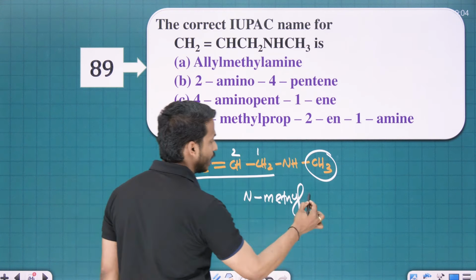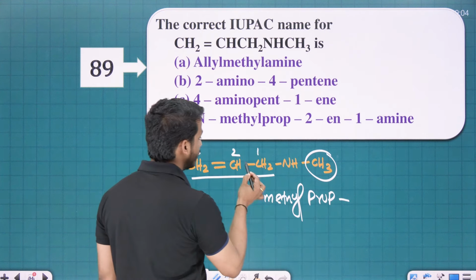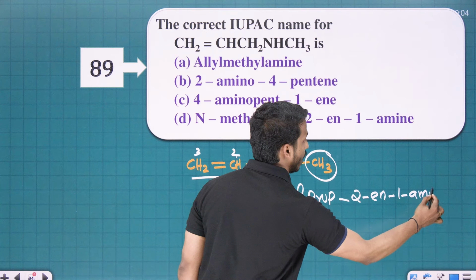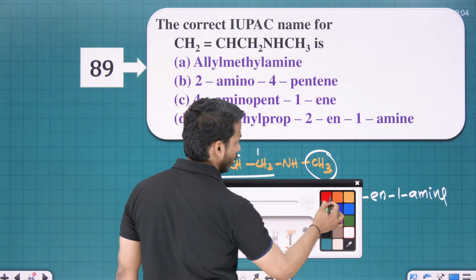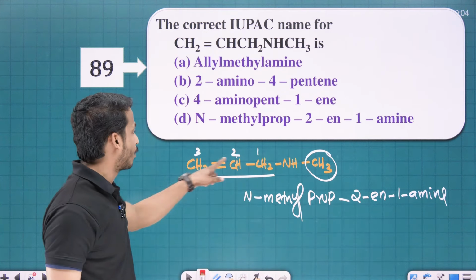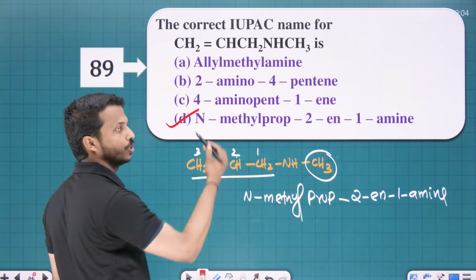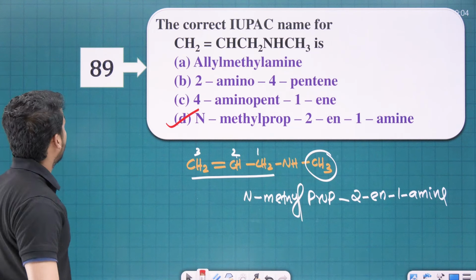N-methyl. Total 3 carbon, therefore propyl. Second position alkene, so 2-ene. First position amine, so 1-amine. N-methyl, propyl, 2-ene, 1-amine. Where is that? N-methyl, propyl, 2-ene, 1-amine, right? Option D.